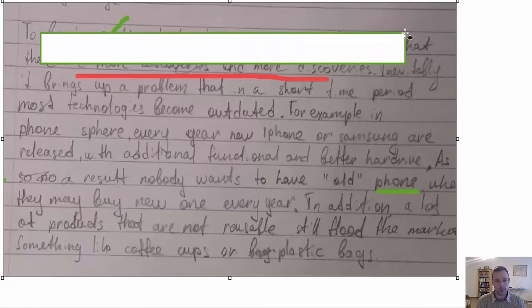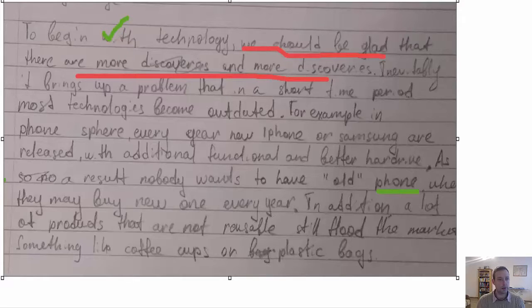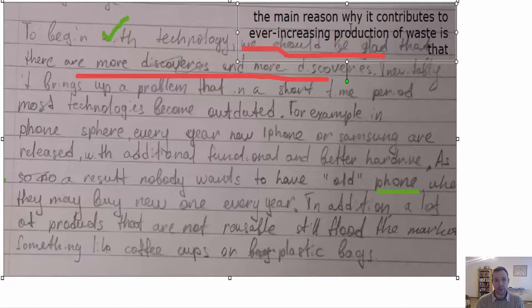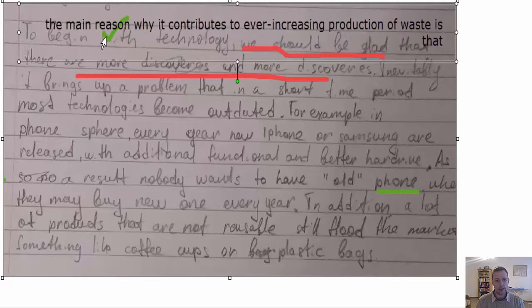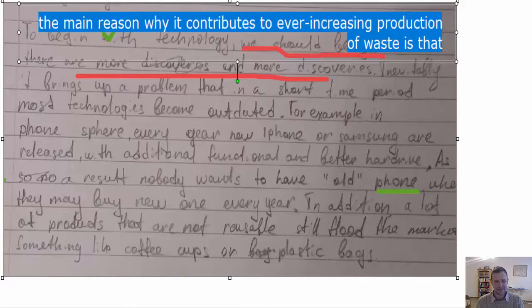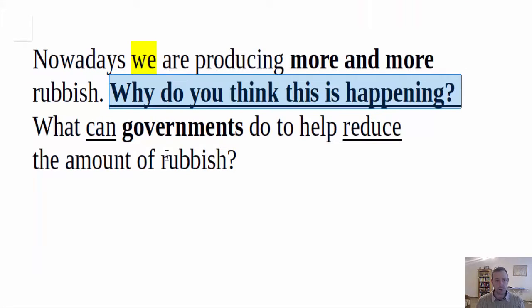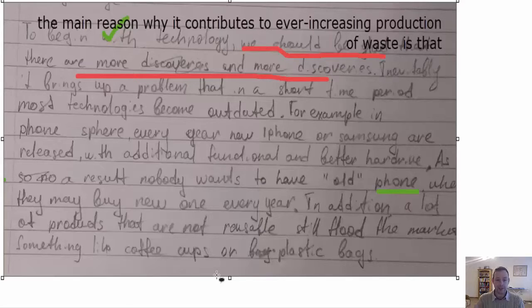Let's take this and go zip. Okay, I might not have that one. Okay. This one here. To begin with technology, the main reason why it contributes to ever increasing production of waste is that. Okay, so if we have this one here, to begin with technology, the main reason why it contributes to ever increasing production of waste is that. Okay, so then we've got, why is this happening? The reasons. We are producing, it's got production, more and more, ever increasing. Okay, so now that topic sentence does match the specific question.